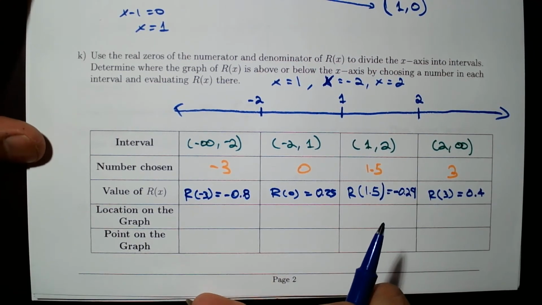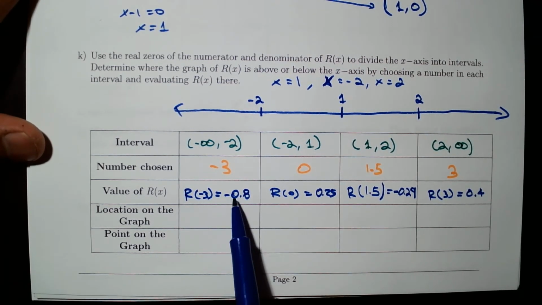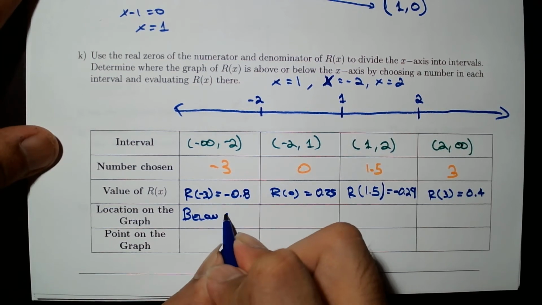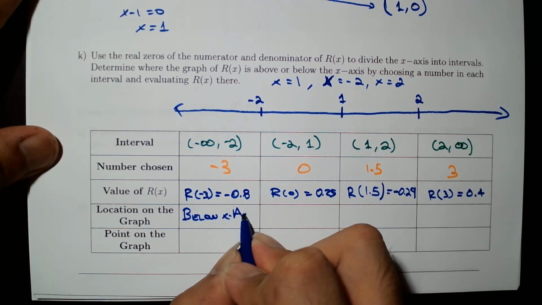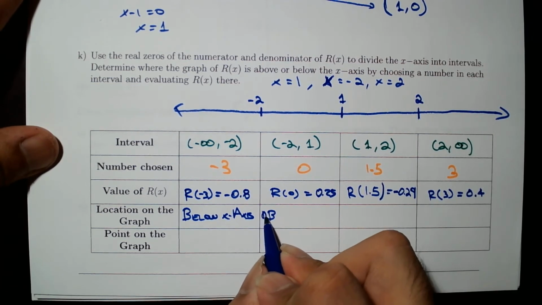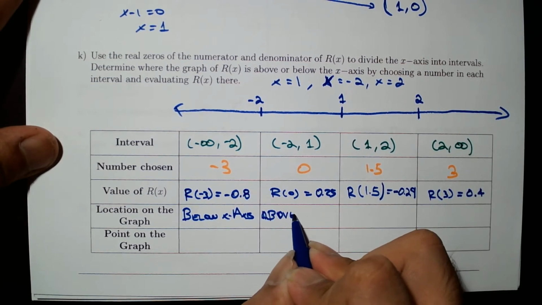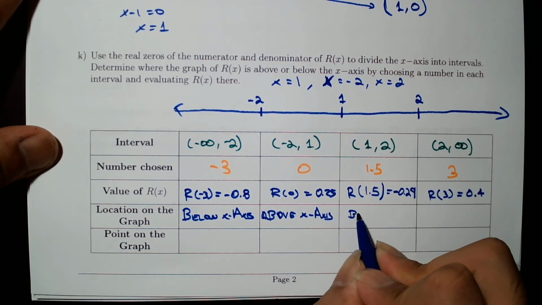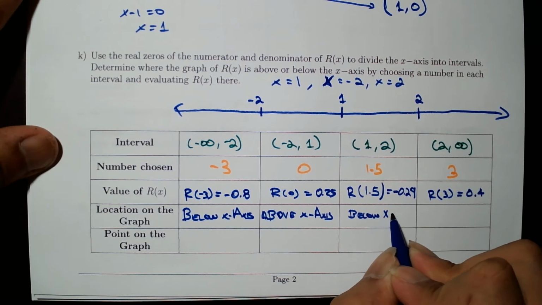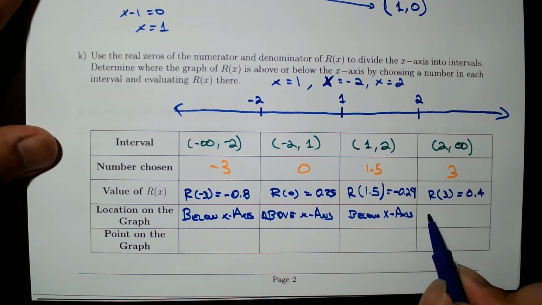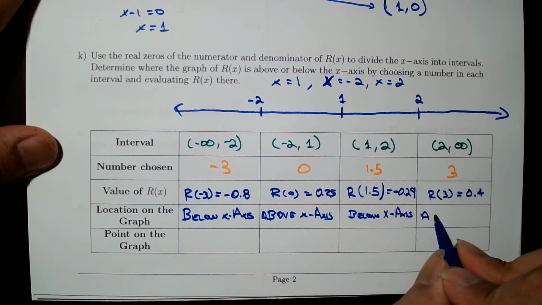Okay. Now location on the graph. How do we get the location of the graph? Well, based on the sign, because this number, this y value is negative, this is below the x-axis. Because this is positive, this is above the x-axis. Because this is negative, this is below the x-axis. And because this is positive, this is above the x-axis.